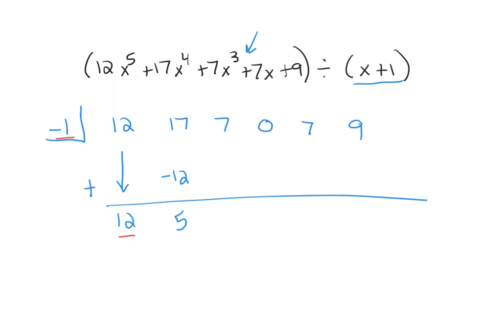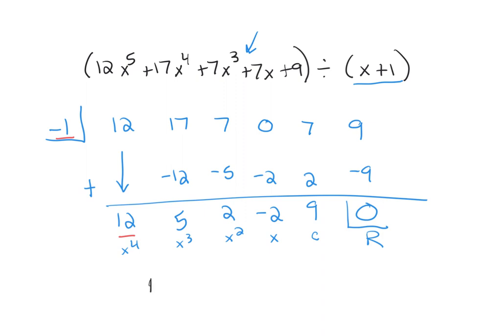Multiply, -1 times 5, -5, add 2. Multiply, negative 1 times 2 is negative 2. Add negative 2. Multiply 2. Add 9. Multiply negative 9. Add 0. So our remainder, we don't have a remainder. Our remainder is 0. And then this is our polynomial. So your constant, your x, and then you just go up, x squared, x to the third, x to the fourth. So the answer is 12x to the fourth plus 5x to the third plus 2x squared minus 2x plus 9.